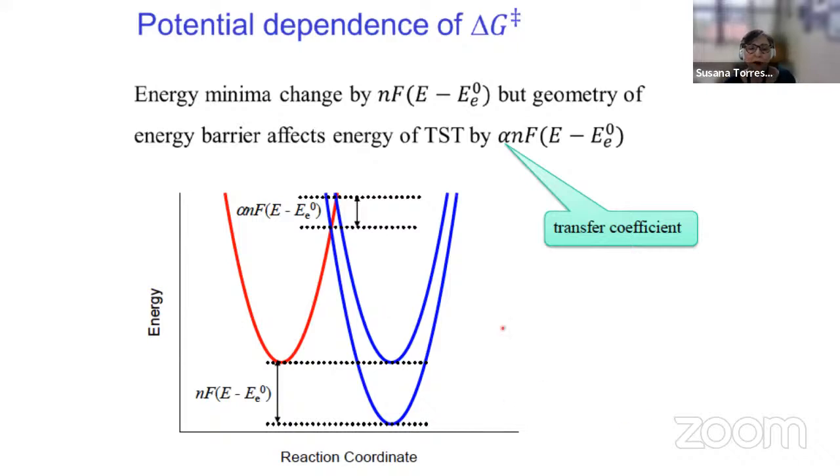But we are also seeing the energy change by nF(E minus E formal). The geometry of the energy profile is affected by the potential. So the energy value affects the transition state, and how this change is managed is given by this value alpha. Because we are not going to have exactly this. In this case, the well will be modified, and the well will be more modified each time that we change the potential.